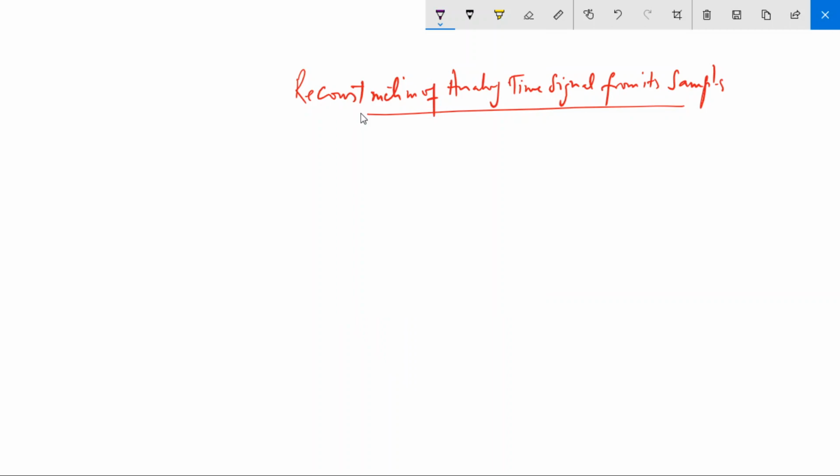Now we look at sampling in a different way, that is, in the frequency domain. Sampling in the frequency domain.